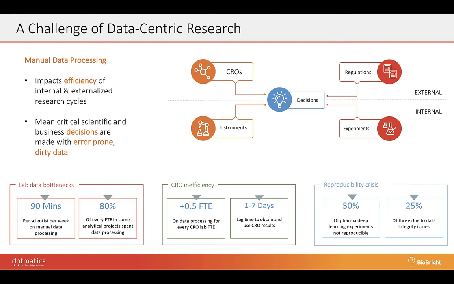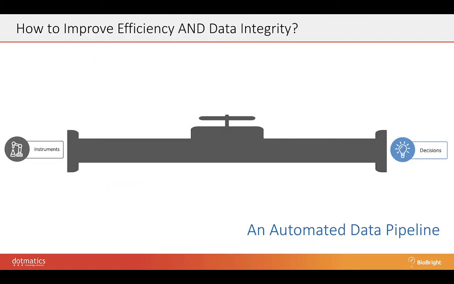And then in terms of decision support, one example is from a recent report that suggested 50% of all deep learning experiments in pharma are not reproducible. And when they looked at the causes, 25% of those were attributed to the integrity of the data being used to build the models. So clearly, if we could improve both the efficiency and the integrity of data processing, that's going to be a great help to that situation. And to do that, we can turn to data automation.